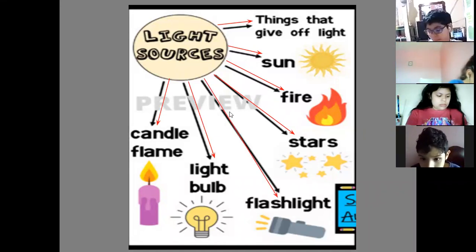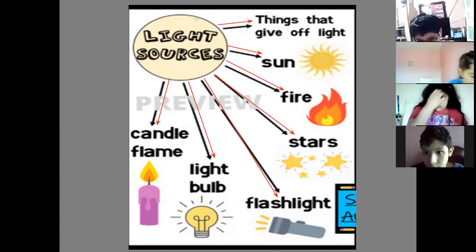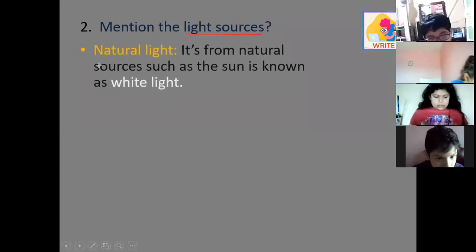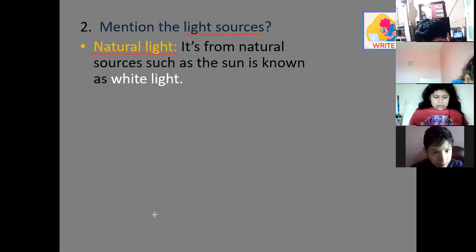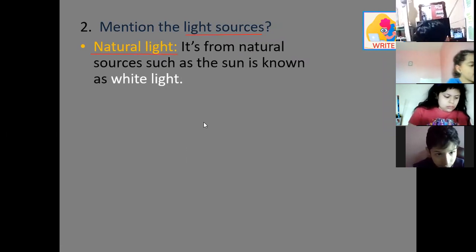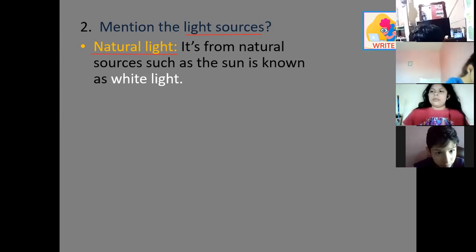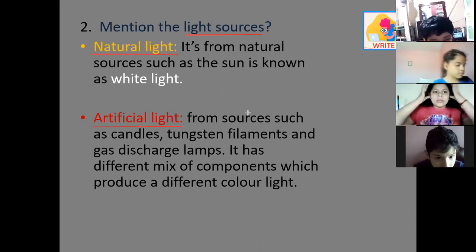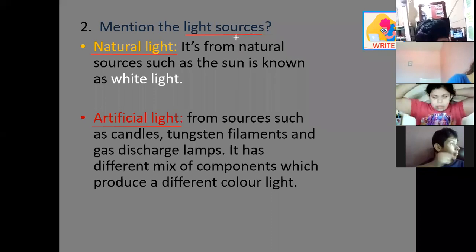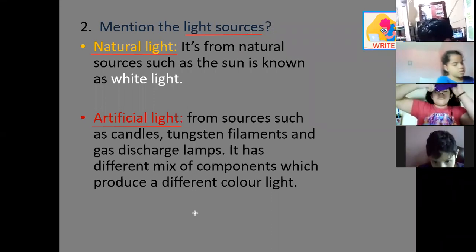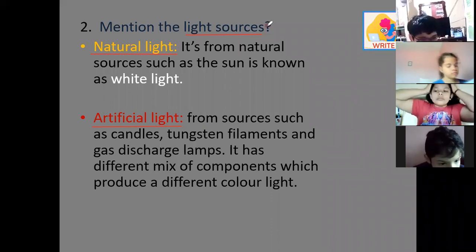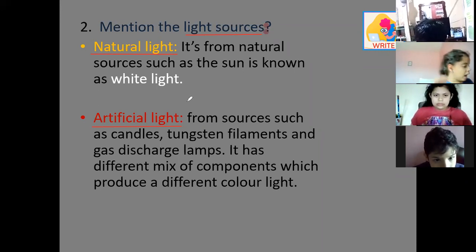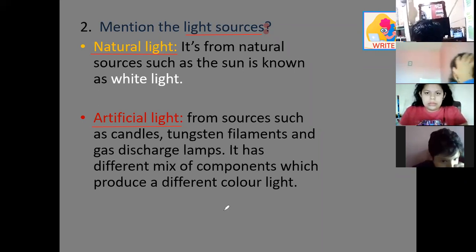Okay, from here, I need you to copy only the underlined information. Light sources, natural light. The natural light comes from the sun, right? And the light that comes from the sun is white. And the second light source is artificial light. Remember, you have to copy only that underlined information: light sources, colon. The first one, natural light, and the second one, artificial light.